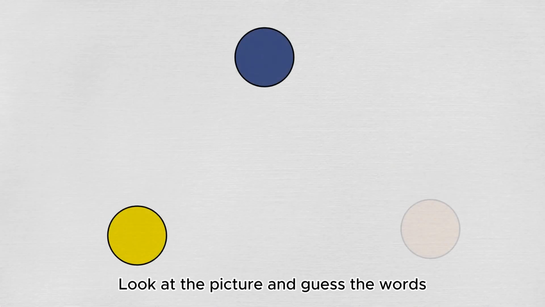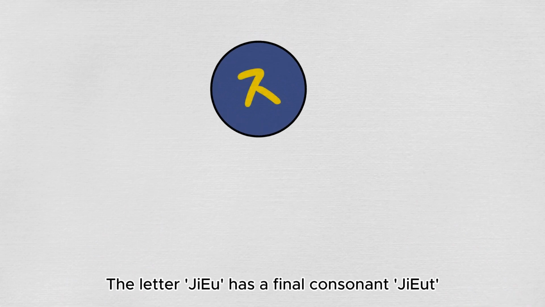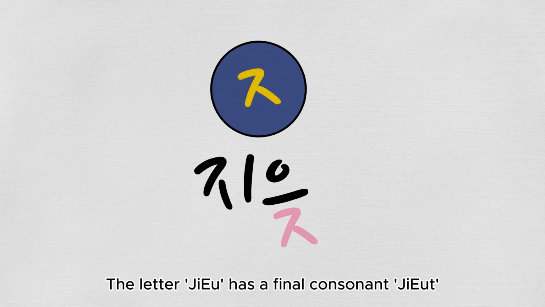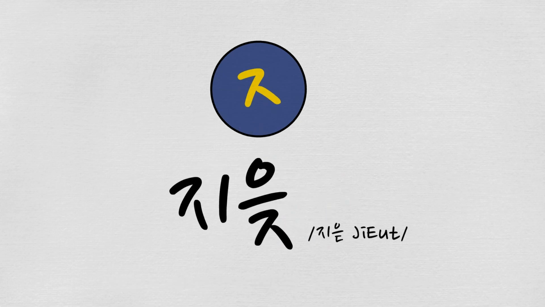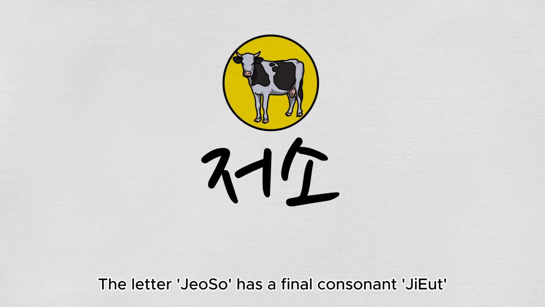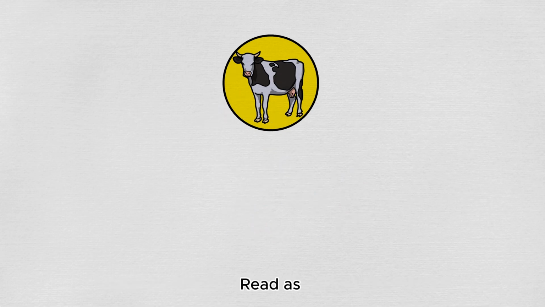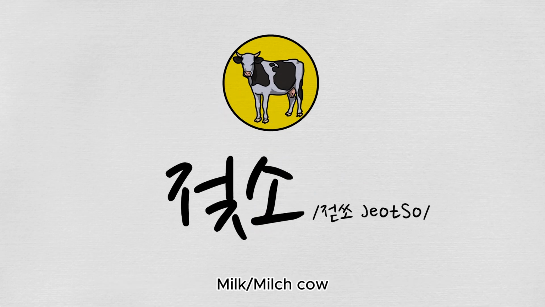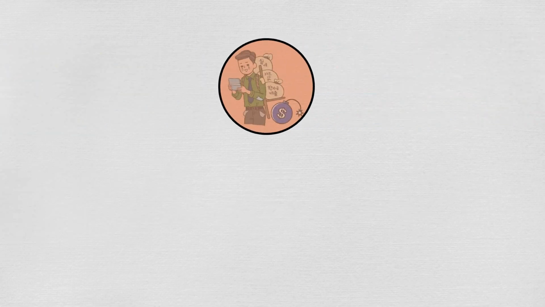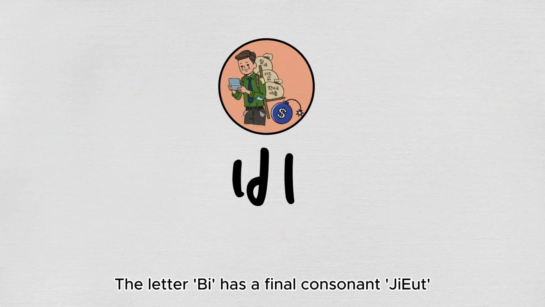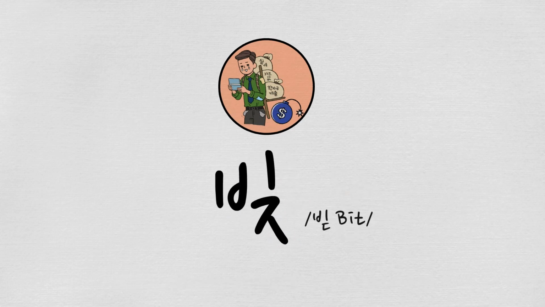Look at the picture and guess the words. The letter 지읒 has a final consonant. It's read as 지읒. The letter 저소 has a final consonant 지읒. It's read as 젖소, milch cow. 젖소. The letter 비 has a final consonant 지읒. It's read as 빚, debt. 빚.